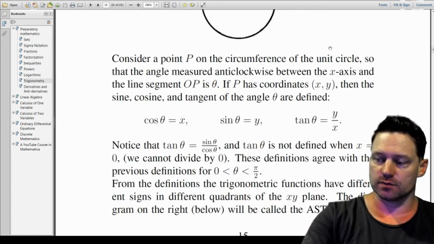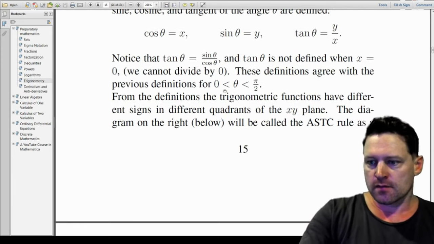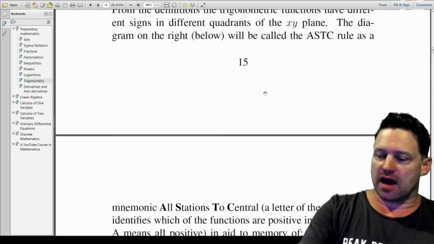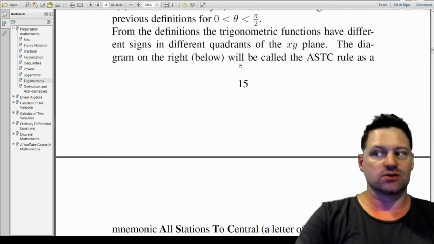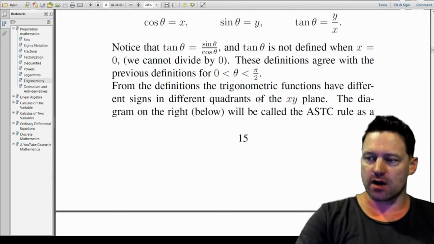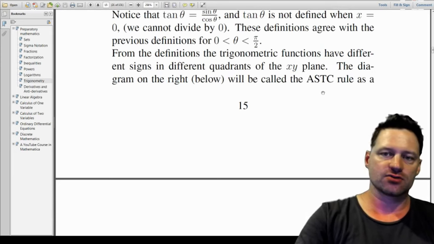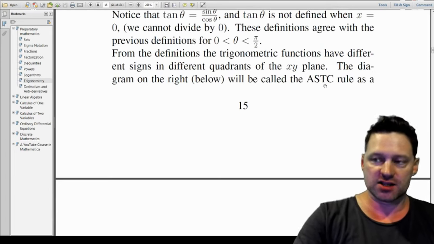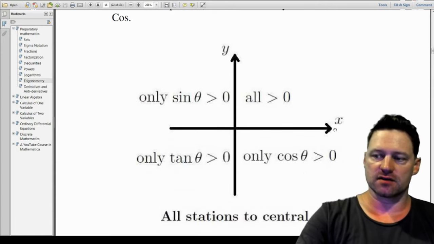This is what I was describing just now, I think. Okay, next we have a rule, which I like to think of as all stations to central. What does that refer to? That refers to where various trigonometric ratios are positive. Let's see if I have, yes, there's a picture of this.